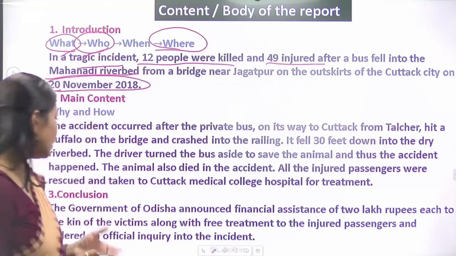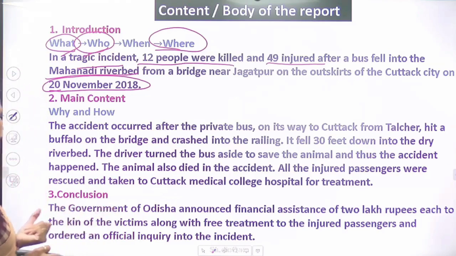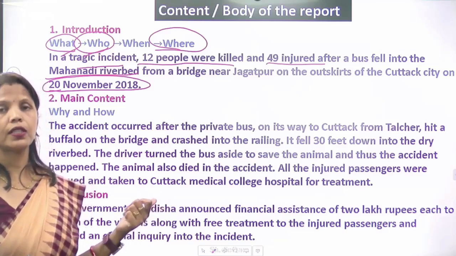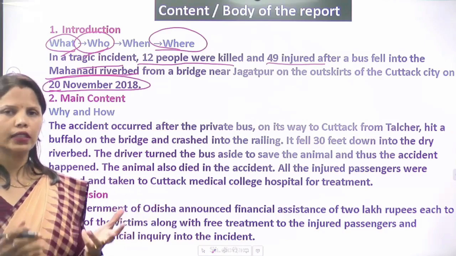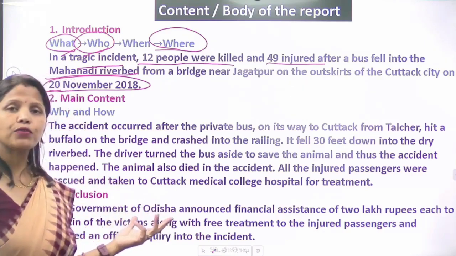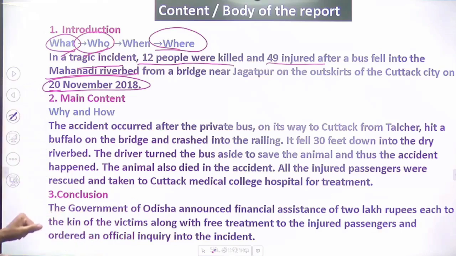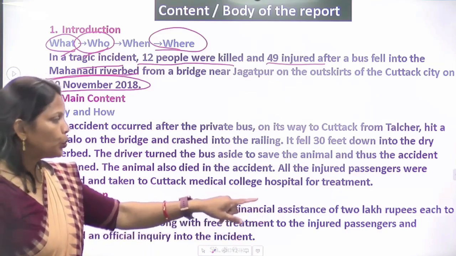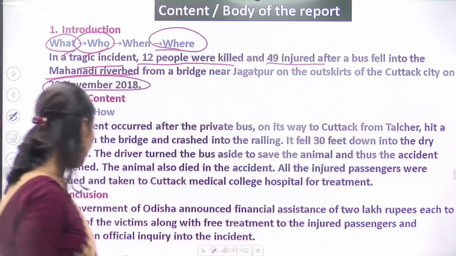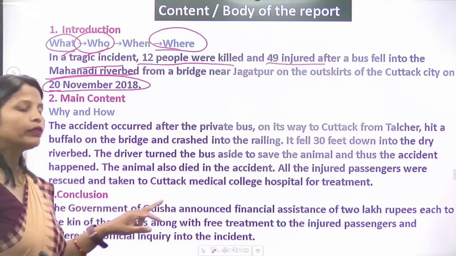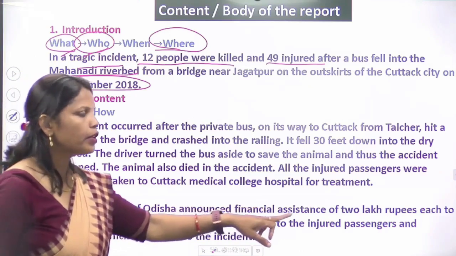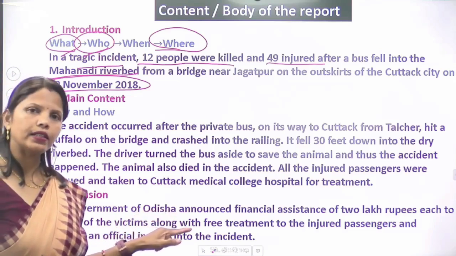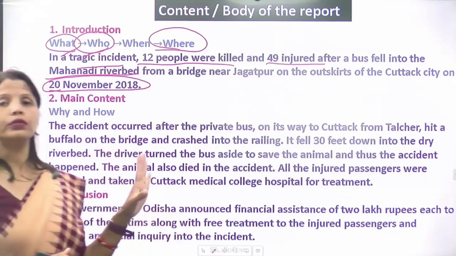Then comes the conclusion part. In the conclusion part, what comes is the steps taken by the government. Road accident or any incident, then what steps were taken by the government. Let's see the conclusion part. The government of Odisha announced financial assistance of 2 lakh rupees each to the kin of the victims along with free treatment to the injured passengers and ordered an official inquiry. So this is the body of the report.